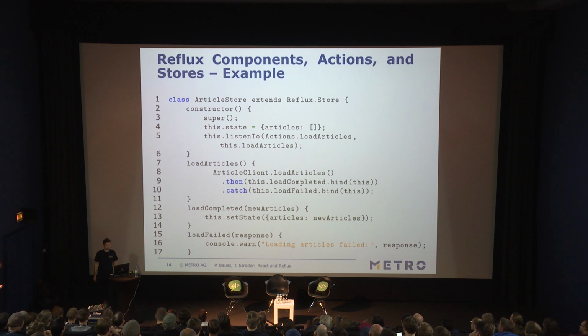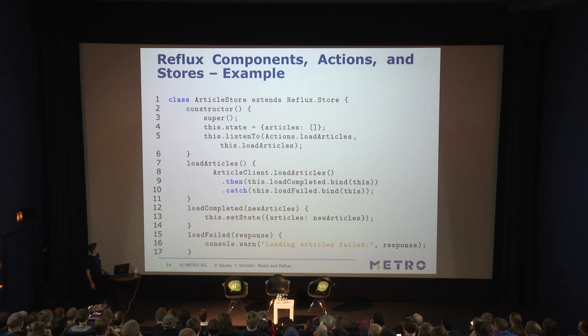Okay. So what does a store look like in Reflux? I'm just bringing it down to a very basic version. Sometimes things are missing, but that is just boiled down to the most necessary things. So we're having a Reflux store, which is here the article store. The article store is there for storing the information on the articles. So it will later do the interaction to load the articles.